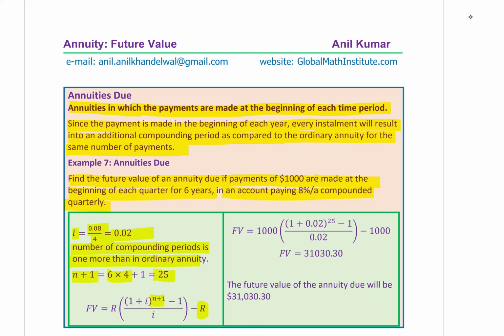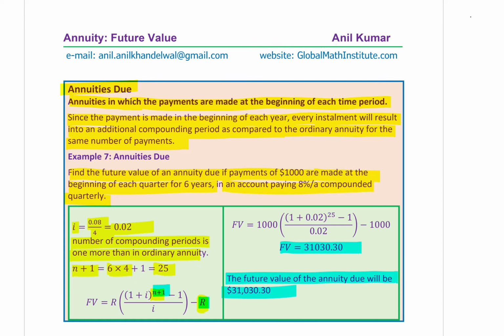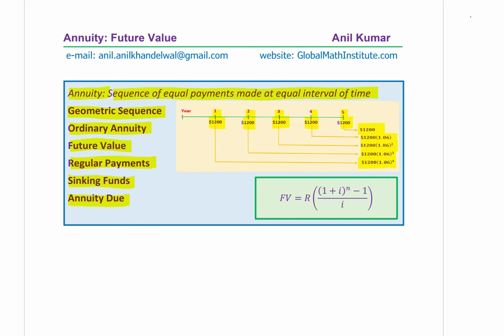So the formula really gets modified when we talk about annuities due, as you can see here. The change is that in the exponent we have n plus 1. However, we have to subtract one R value since we did not really put in that extra recurring deposit, correct? So substituting that into the modified formula, we can find the future value, which comes out to 31,030.30. So the future value of the annuity due will be $31,030.30.